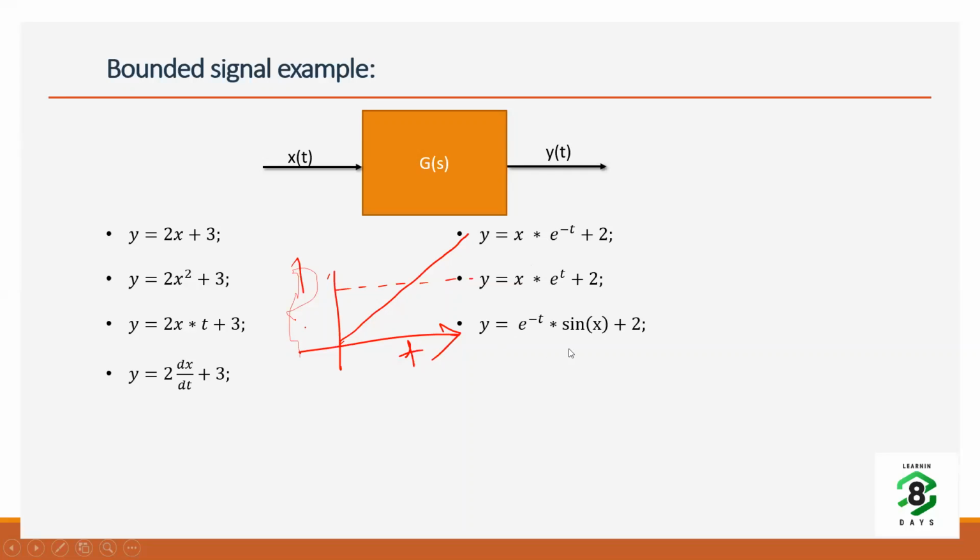You can have a signal like this, oscillation which is dying. This is oscillation which is growing. So just by looking into the equation of the output, you can say what is a bounded signal and what is an unbounded signal. Okay, I'll just stop over here.